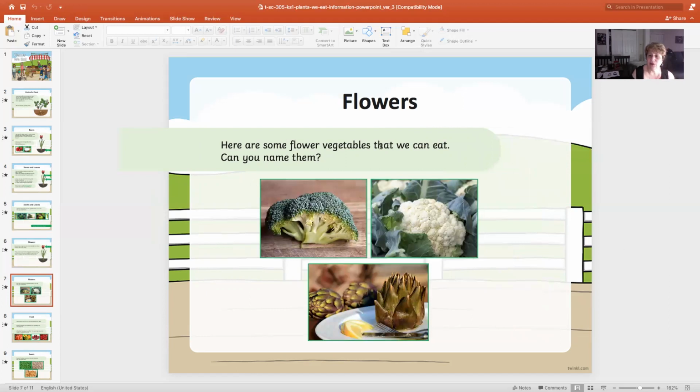Here are some vegetables that we can eat that are flowers. Broccoli, cauliflower, artichokes, they are all the flower part of a plant.